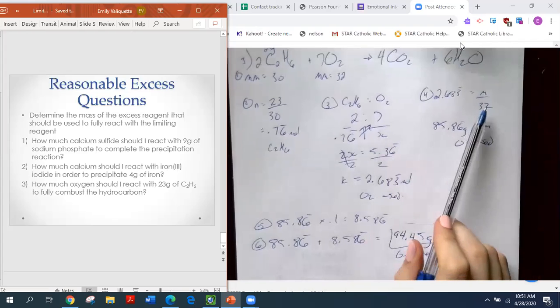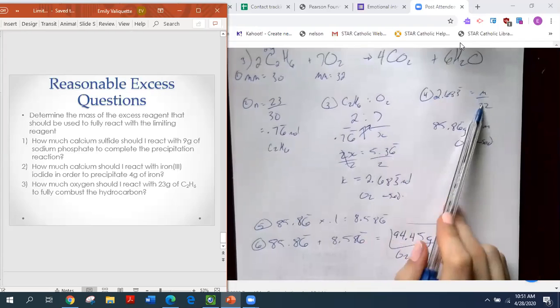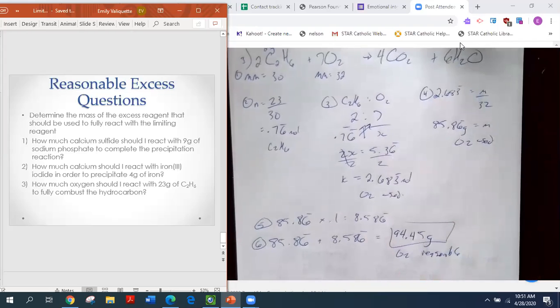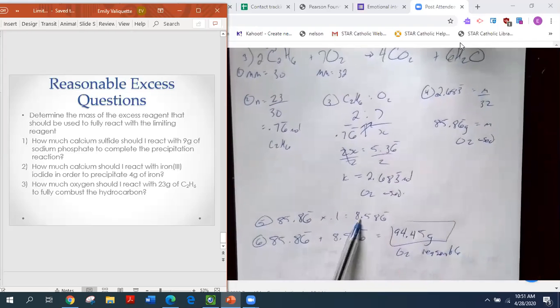I then convert that into grams by doing moles equals mass over molar mass. You should get 85.86 repeating grams of oxygen used. I multiply that by 0.1 to figure out what 10% of it would be, and then add that 10% to the 85.86 repeating, and you should get roughly 94.45 grams of oxygen that it would be reasonable to use.